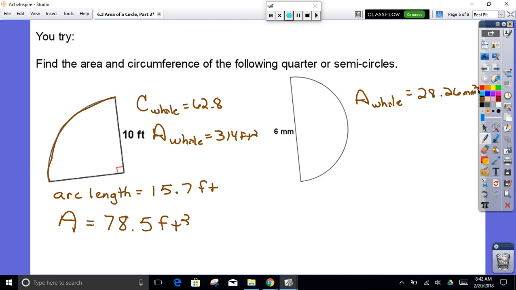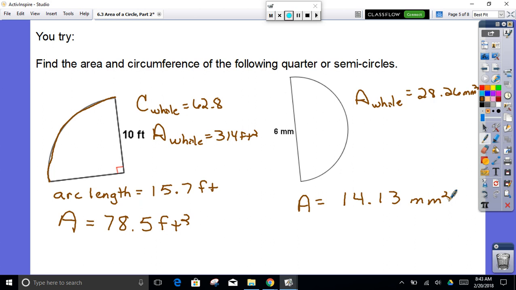How much of a circle is this? Half. So what do we need to do to this number? Good. And what do we get when we do that? Good. 14.13 square millimeters. If you round to the nearest tenth, it would be 14.1.